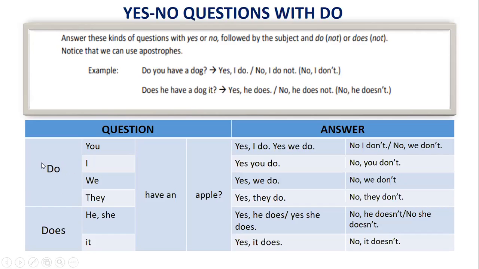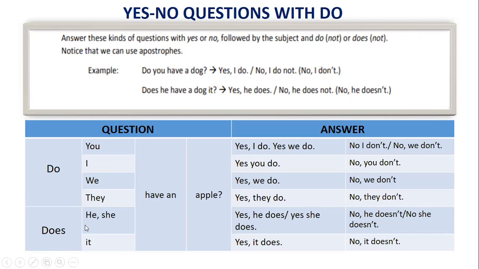The verb do as main verb means hacer. El verbo do también tiene un rol como verbo principal que significa hacer. I do my homework, hago mi tarea, ¿verdad? Pero también me sirve para auxiliar a otros verbos para hacer preguntas. For example, do you have an apple? ¿Tienes una manzana? Do I have an apple? ¿Tengo yo una manzana? Do we have an apple? ¿Tienen ustedes una manzana? Tenemos una manzana. Do they have an apple? ¿Tienen ellos? Tienen una manzana.